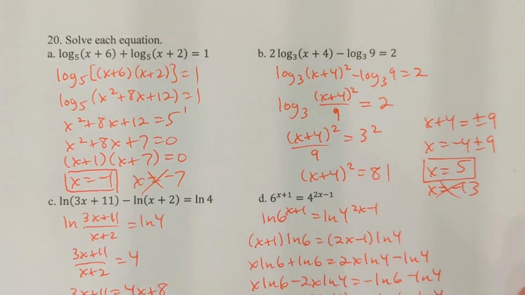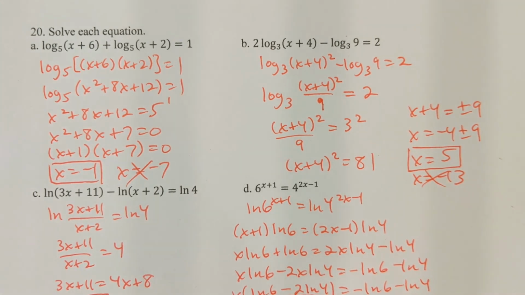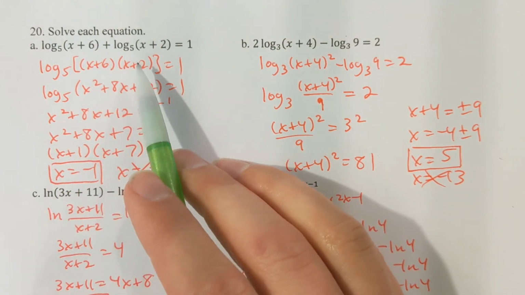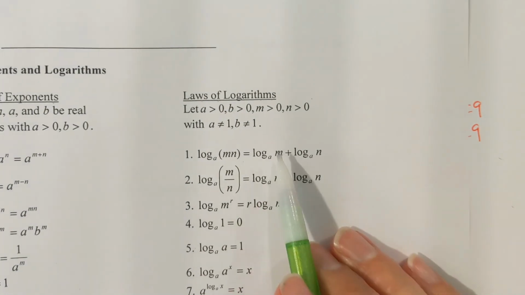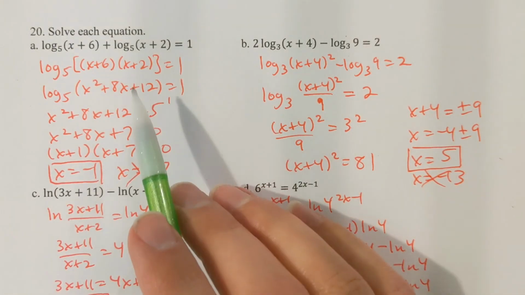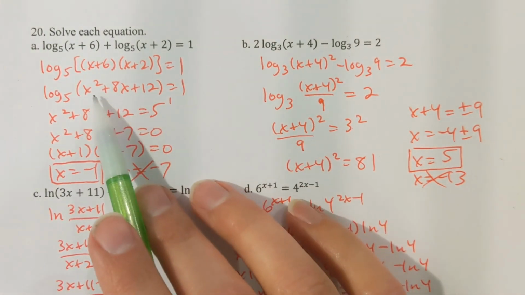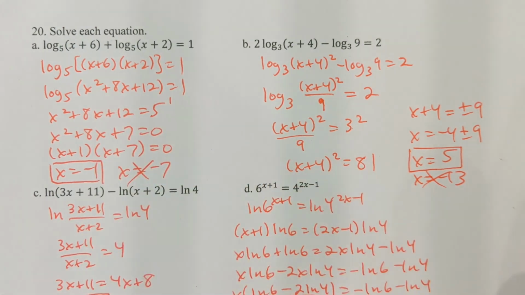We'll do problem 20 next. We're solving some more equations here. And, okay, now in part A, I want to combine these two logarithms to a single logarithm by multiplying the inner terms. That's using law 1 on that list of logarithms there. And so, okay, I'm multiplying x plus 6 times x plus 2. I FOILed that out here. And now I'm going to plan to get rid of the logarithmic notation by using the definition of a logarithm.